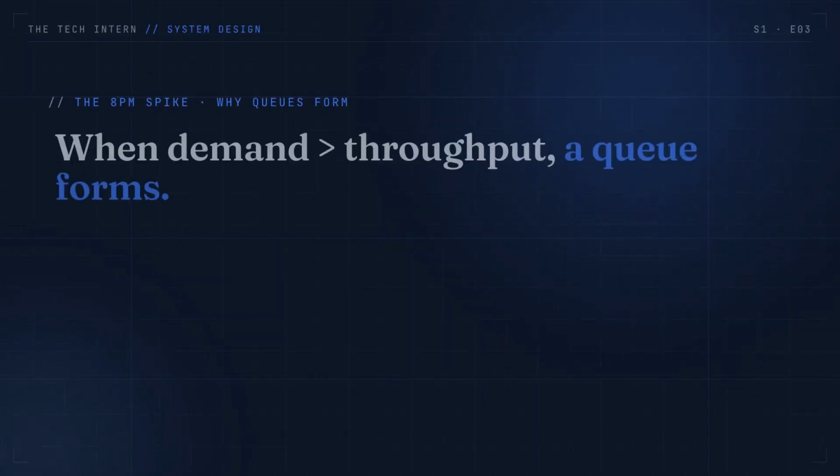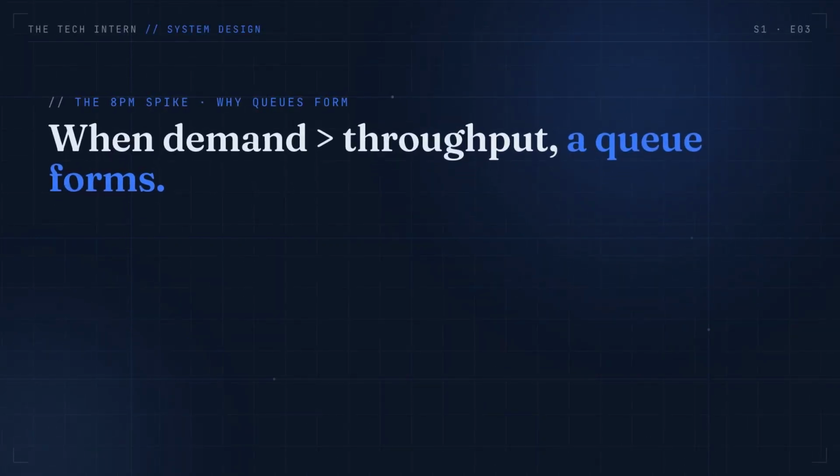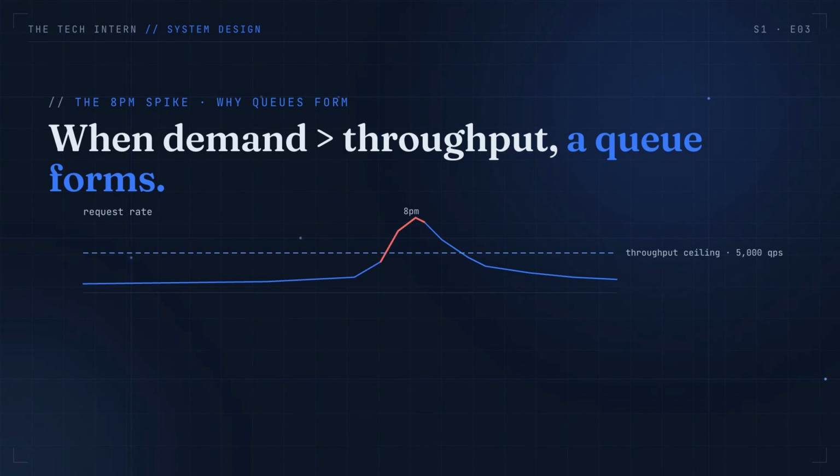Let's go back to our 8 pm Swiggy rush, because now you have the vocabulary to understand exactly what's happening. Here's the traffic pattern over the day. Flat in the morning, picking up at lunch, then at 8 pm it spikes hard. The system's throughput ceiling, the maximum it can handle, is 5000 QPS. That's a line. The spike crosses it.